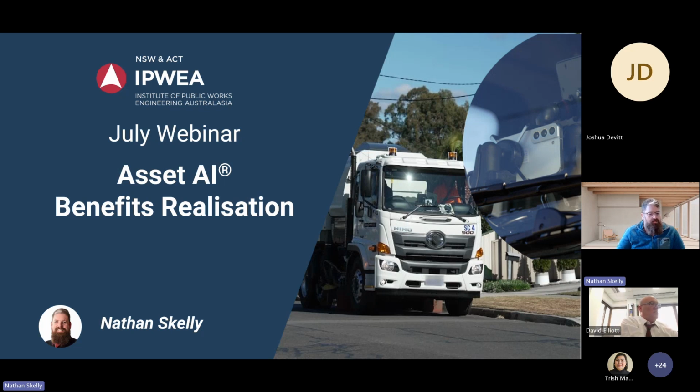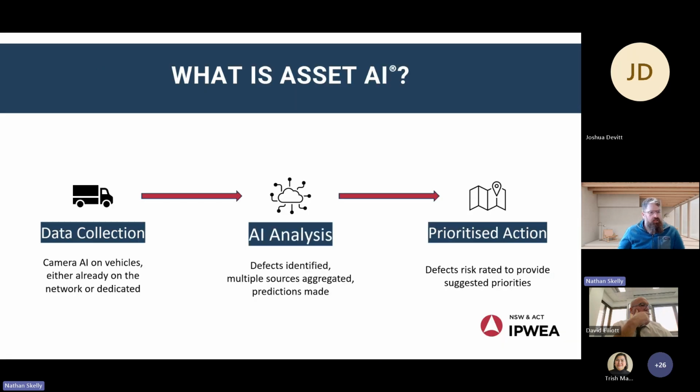Previously, IPWEA has done a benefits report that focused on the qualitative benefits, so how councils were using it, what they were doing with some of that data, but it didn't focus on the dollars. This one has focused on the dollars, potential savings that can come from using Asset AI, being more proactive with the maintenance management and the cost reduction for inspections.